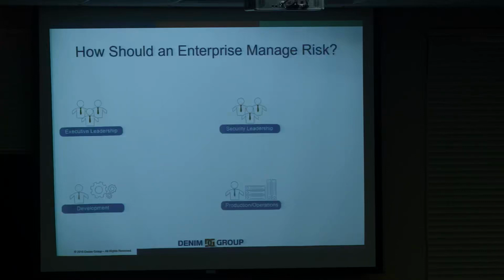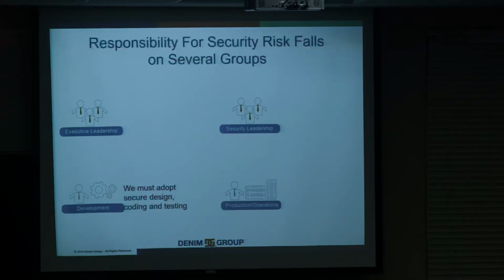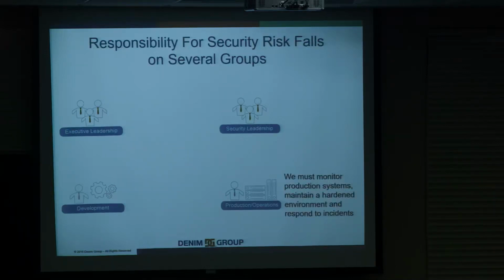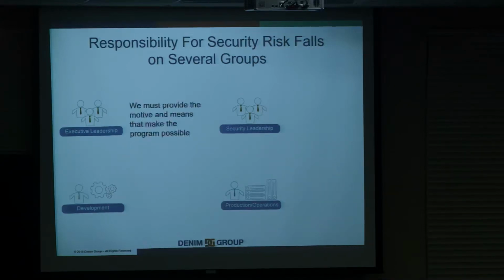So here we have a gross oversimplification of some of the roles within an enterprise. Executive leadership, the C-level decision makers; security leadership, the security experts who are responsible for getting some of this security stuff done; development and production ops. Development obviously must adopt secure design, coding, and testing. The production ops people must monitor production systems, maintain a hardened environment, and respond to incidents. Makes it sound easy, but as we know, it is not easy.